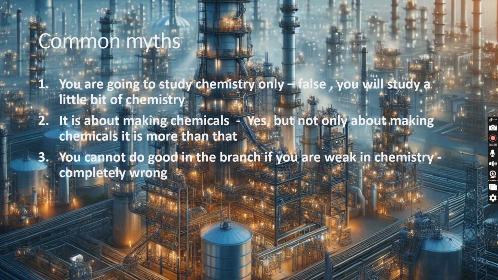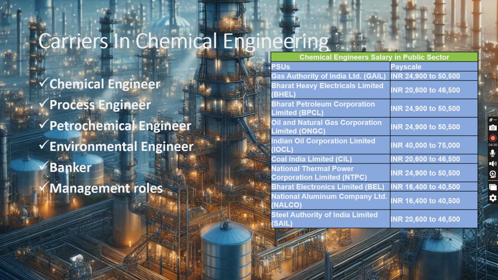Another myth is that you cannot do well in this branch if you are weak in chemistry. That is completely wrong. You just need a little grasp of chemistry. If you are good in physics and maths, you are going to do really well in the plant. Now the most weighted thing, the career in chemical engineering. You can become a chemical engineer, a process engineer, a petrochemical engineer, an environmental engineer, a banker, or take a management role. Many roles are open because the curriculum covers economics, controls, process optimization and numerical methods, so you are good to go for banking and management roles.